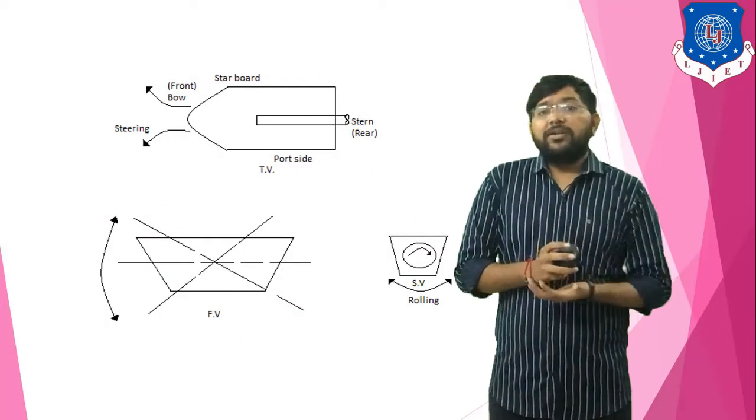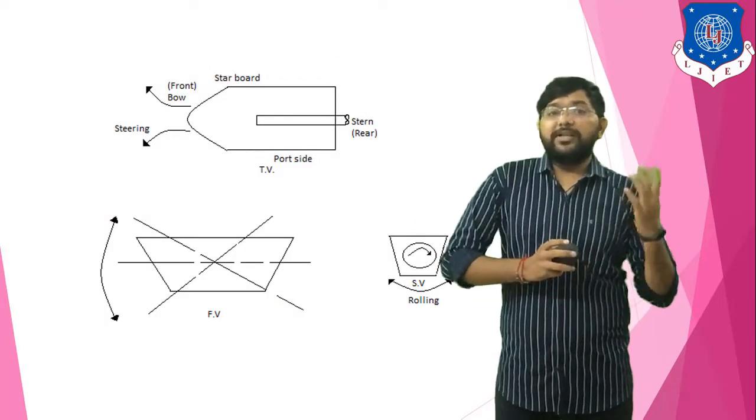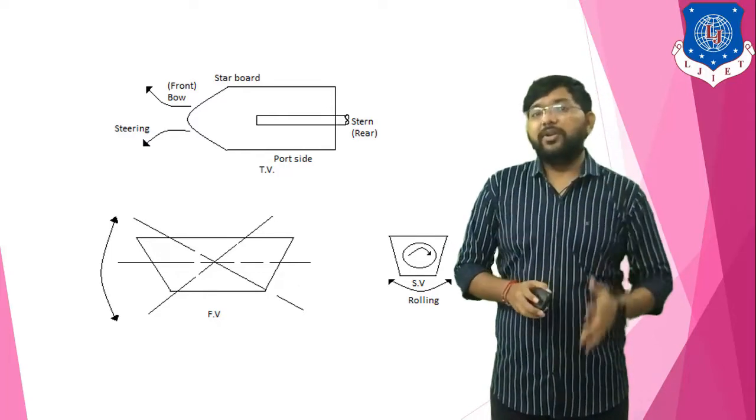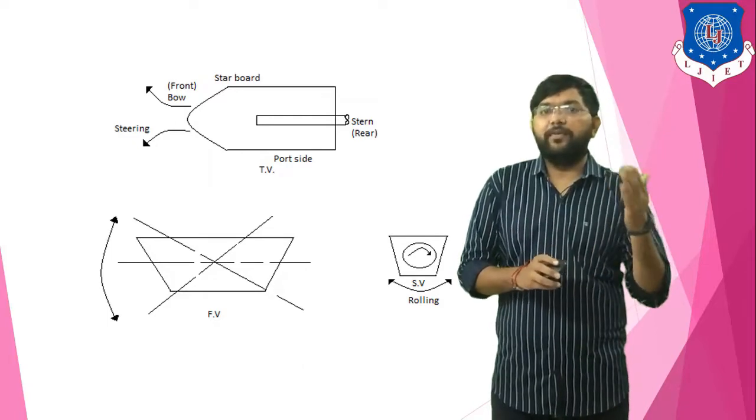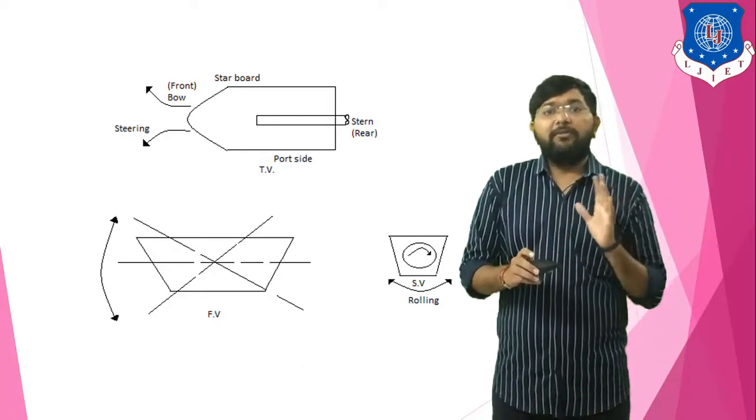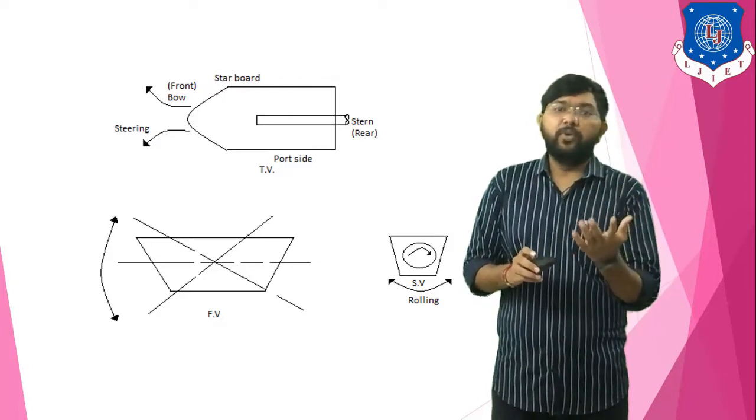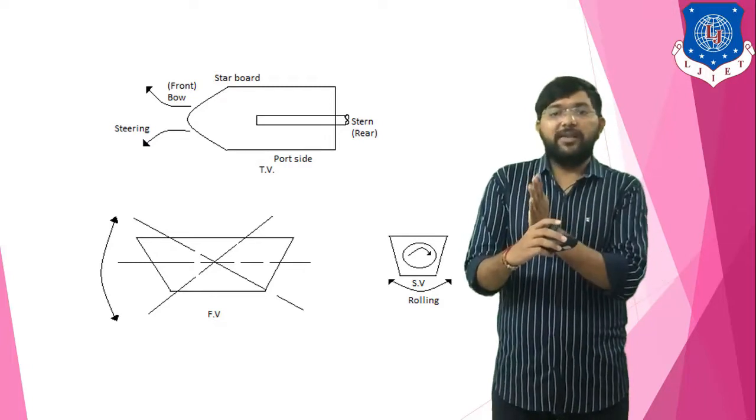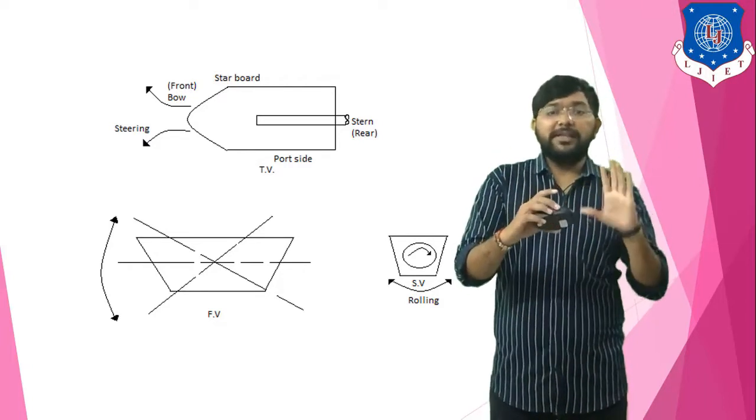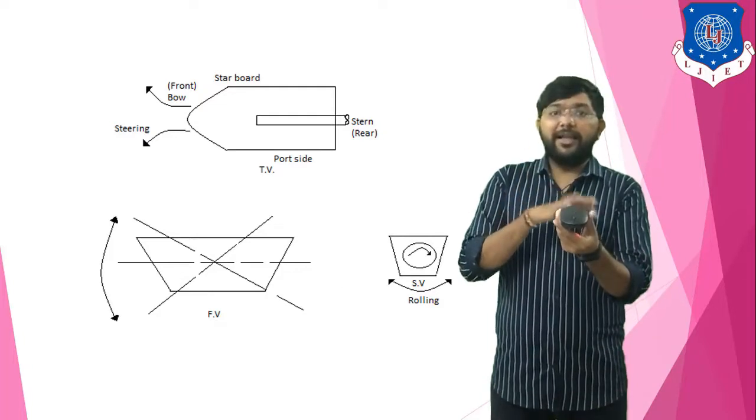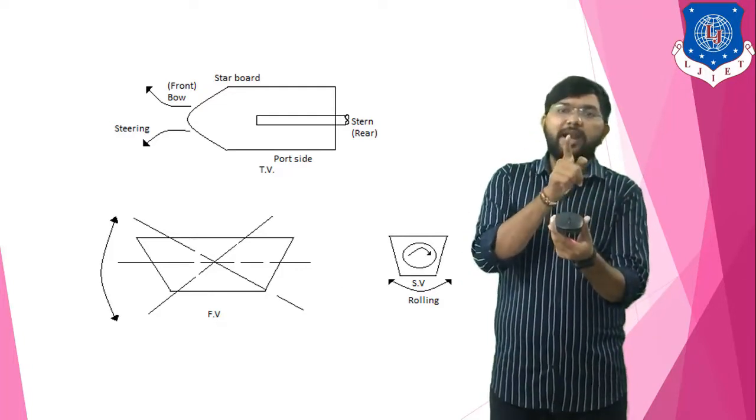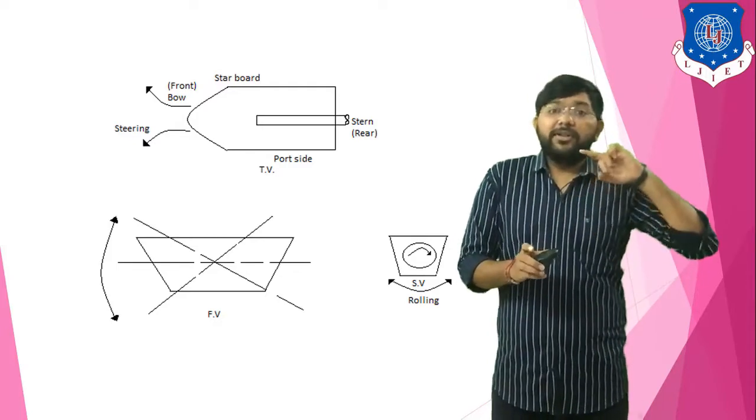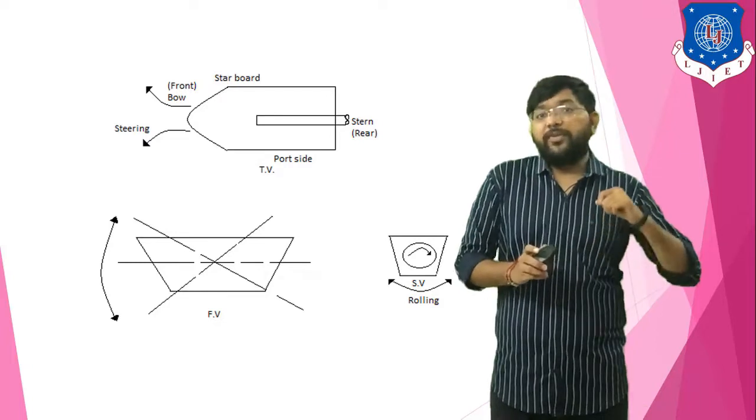Before learning this topic, we have to discuss the terminology of the ship. In this figure you see three views of the ship: front view, side view, and top view. From the top view, the front end of the ship is the bow end and the rear end is the stern end. When you see the ship from the rear side, the left hand side is the port side and the right hand side is the starboard side.